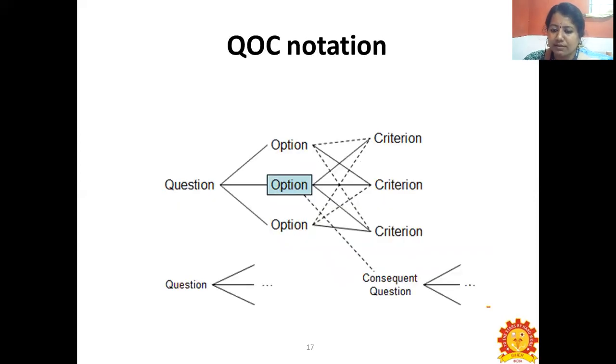QOC notation. QOC means question, option, criteria. So we'll have a question. For the question, we'll have three options. Those three options will have criteria that match several of these. So we'll have consequent questions also. So this is the hierarchical structure of QOC, which is question, option, criteria.